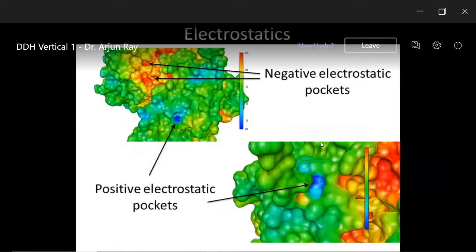Some snapshots here show that you have the negative electrostatic pockets, some of them present here, and then you have positive electrostatic pockets. So from a drug discovery point of view, this is very critical information one needs to take into account. And the drug complementarity with these electrostatics shall have a role to play.